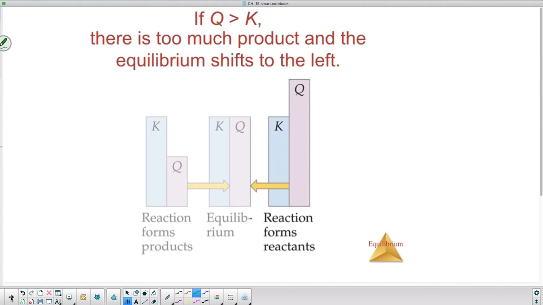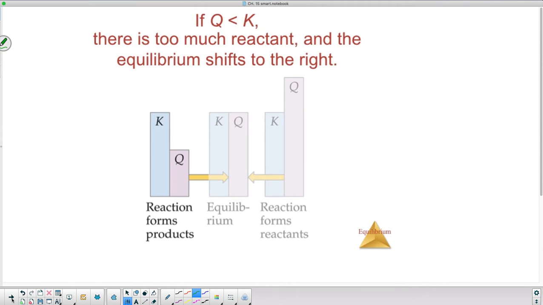Okay, so here's another screen that explains exactly what I just said. If Q is larger than K, then equilibrium will shift to the left, which means reactants. It shifts to the left to form more reactants. If Q is smaller than K, then it shifts to the right to form more products. Okay, that's all that means.